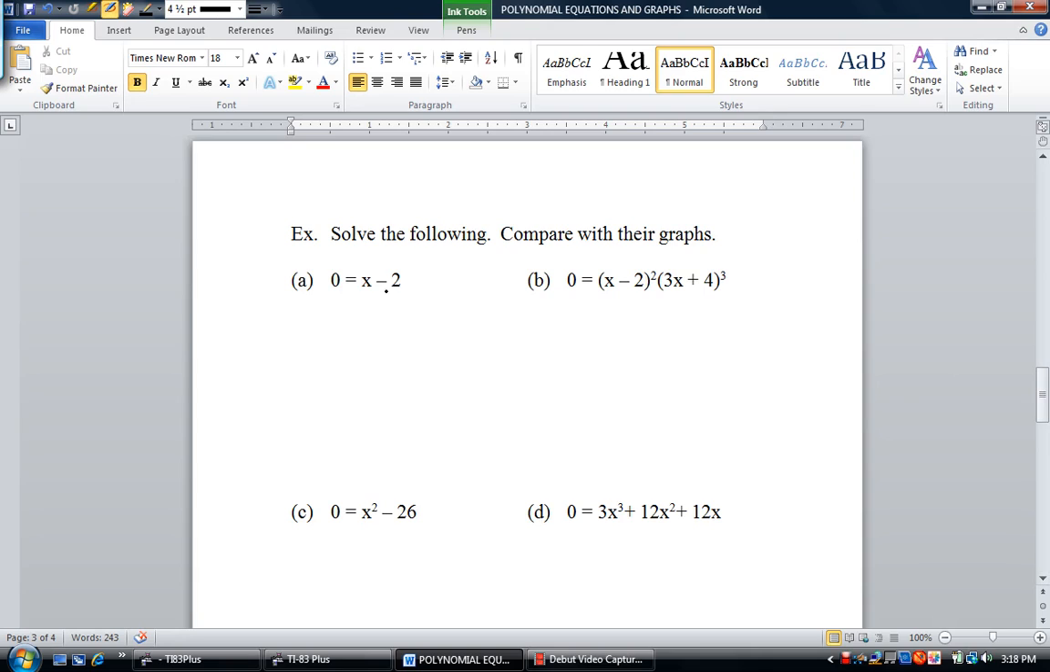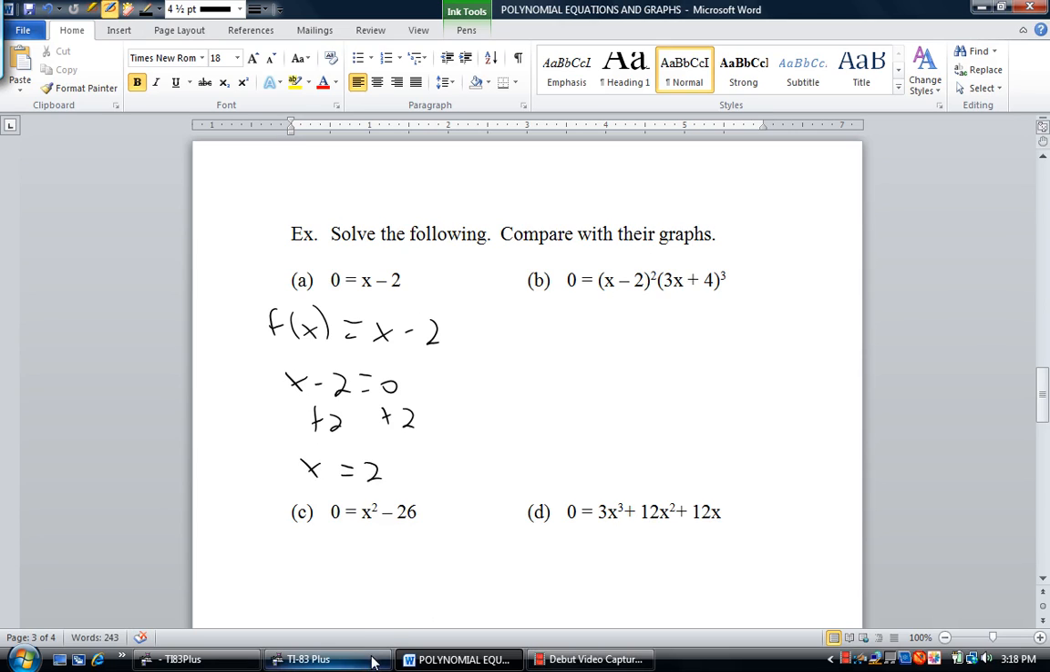We're going to solve 0 equals x minus 2. I easily could have asked you to find the x-intercepts of x minus 2. If I had, you would have said x minus 2 equals 0 and solved. So this is all the same kind of question. And all you do is add 2 to both sides.